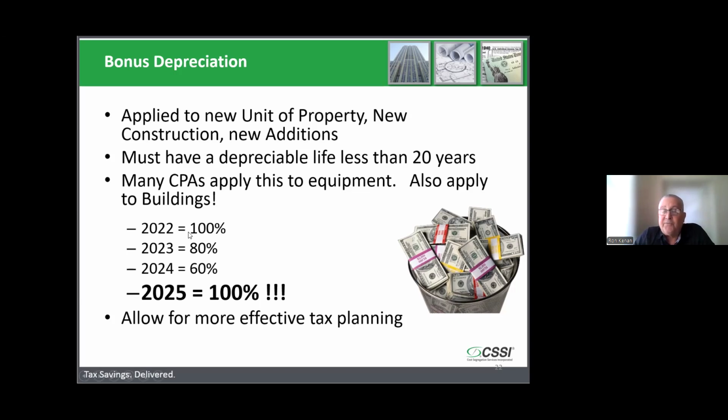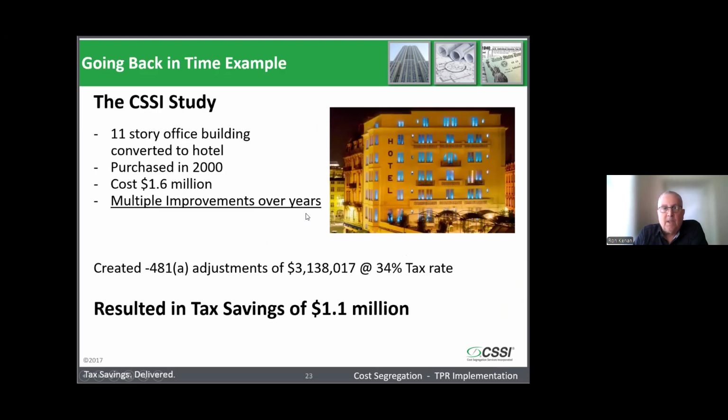So this actually first was done in 2022. It goes down 20% every year. So it went down to 80% in 23, to 60%. And now, and I should give credit to the current president, we have to say that because it was done during Trump's first term, and now it's done again, bringing it back to 100% bonus depreciation, and really allows you to benefit even more from a cost segregation study. Okay. I have a few examples.